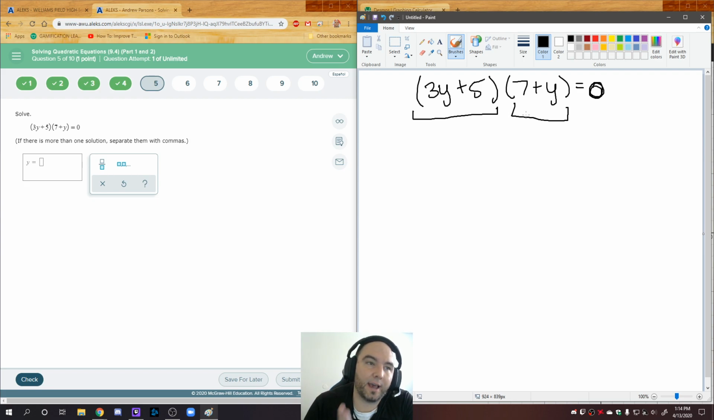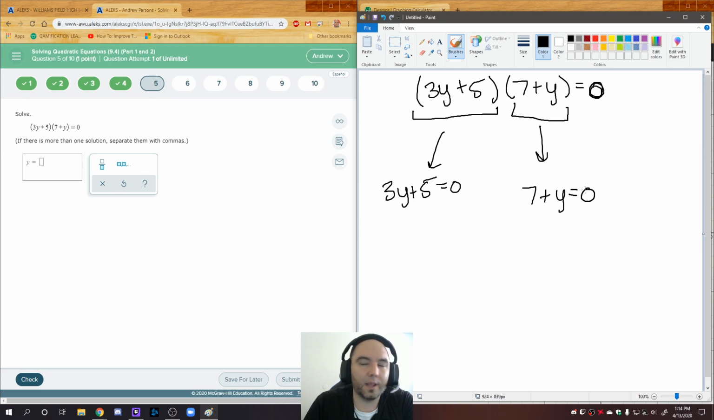You should say to yourself, how do I make each set of parentheses equal 0? So it's like solving 2 mini problems. Mini problem 1, how do I make this equal 0? Because if this equals 0, the whole problem is 0. Problem number 2, if this equals 0, then it all equals 0. So you have to solve 2 little problems.